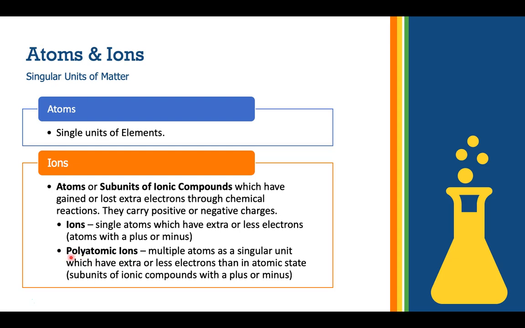Polyatomic ions. Poly is basically more than 1. So you have more than 1 atom which have joined together as a unit, and then they have a charge. So multiple atoms as a singular unit which have extra or fewer electrons than in their atomic state. They are subunits of ionic compounds with a plus or a minus. Again, that plus or minus is the charge, written at the top right-hand corner of the chemical symbol, and it is often accompanied by a number, but not always.